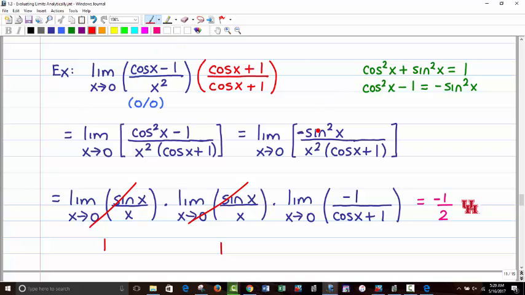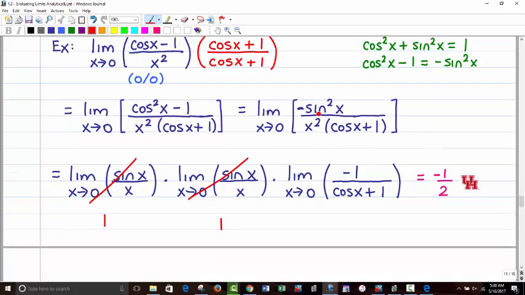So you leave it like that. It turns into negative sine squared. Now you still have 0 over 0. You can't just plug 0 in there because of this.